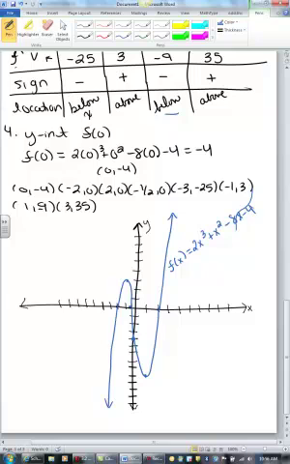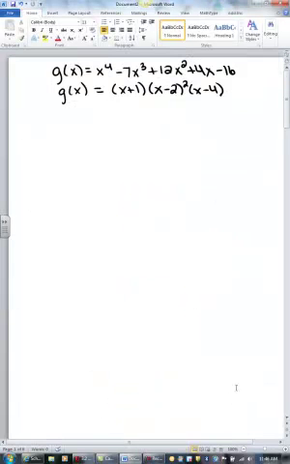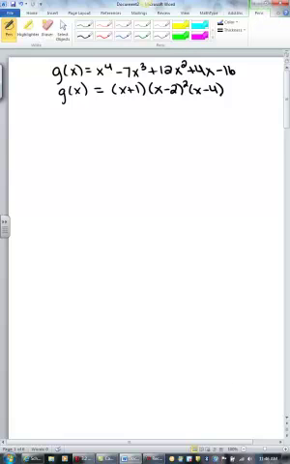Okay, we're going to try another one of these. So we're going to continue through with our steps here, and we're going to use all of the things that we already learned and how we can graph this without using the aid of our calculator.